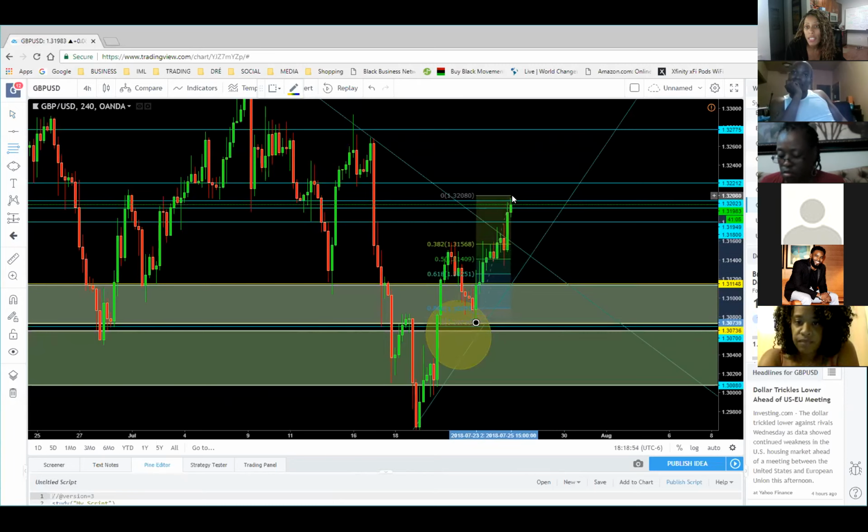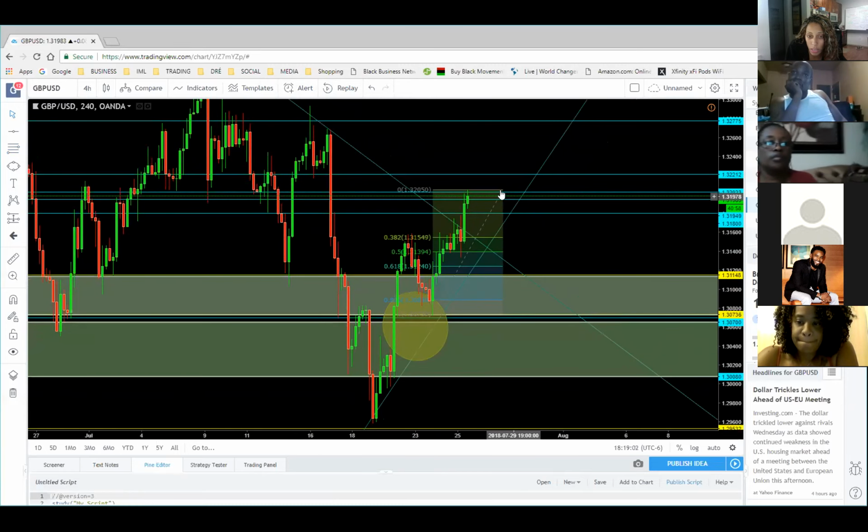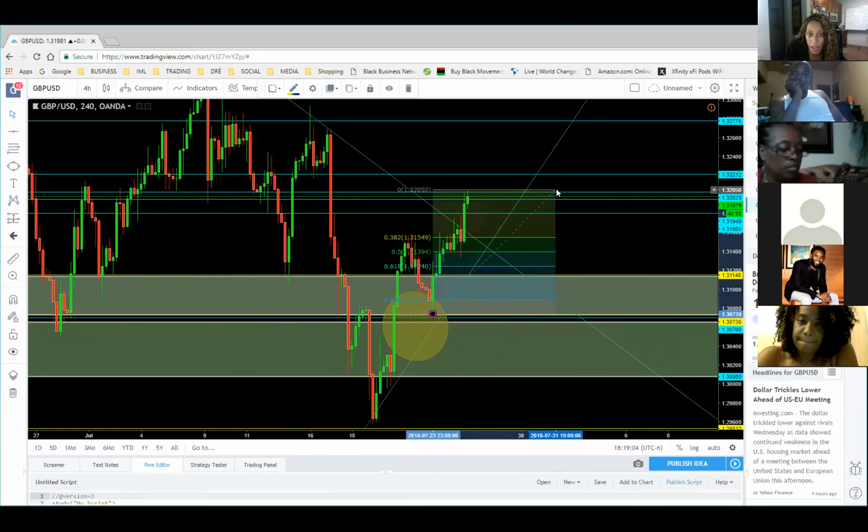But if, let's just say it is the swing high, then we're looking at 61.8, 50, and 38.2. That's our sweet spot. To do what? To get back in on the uptrend.